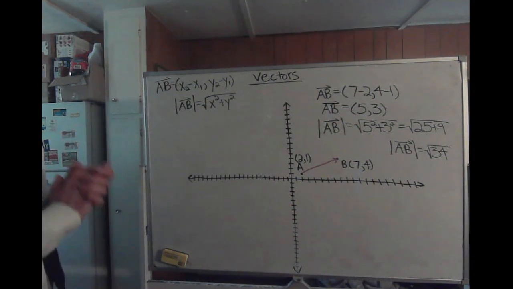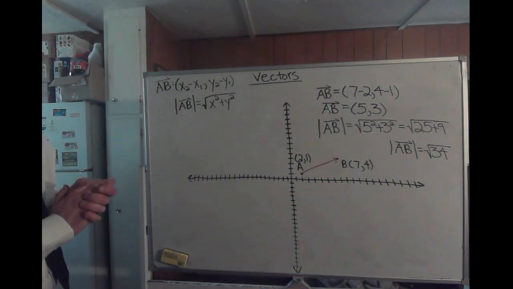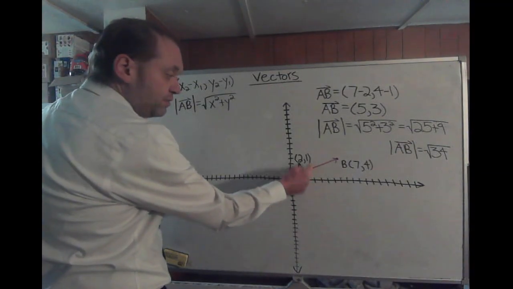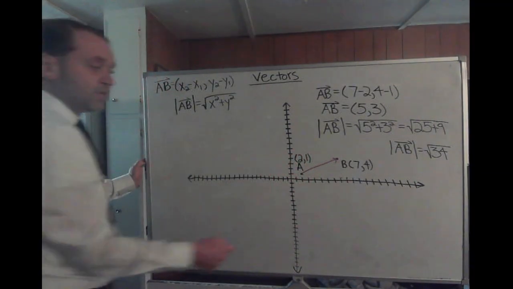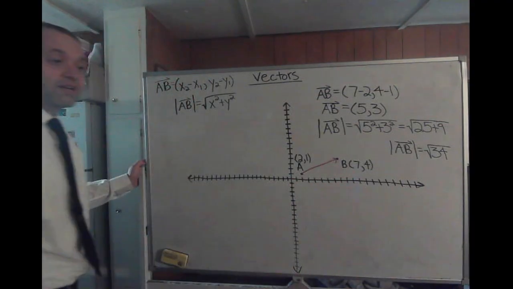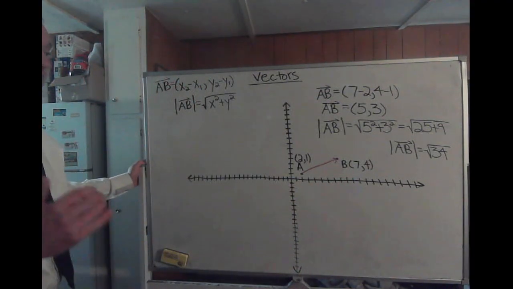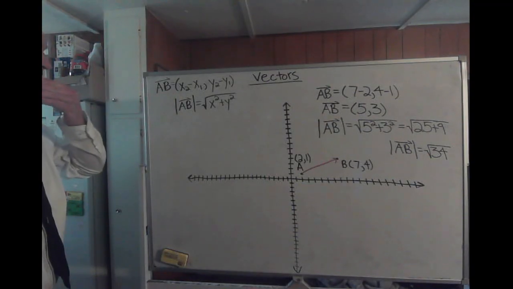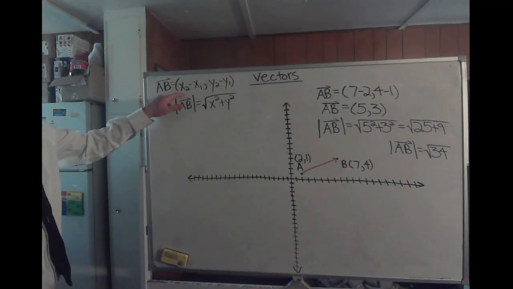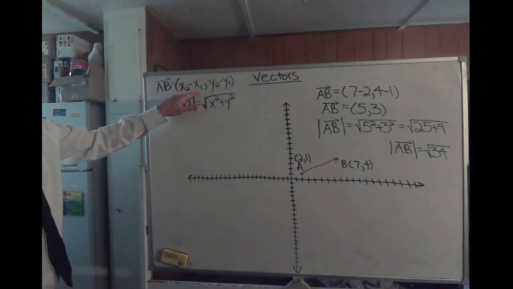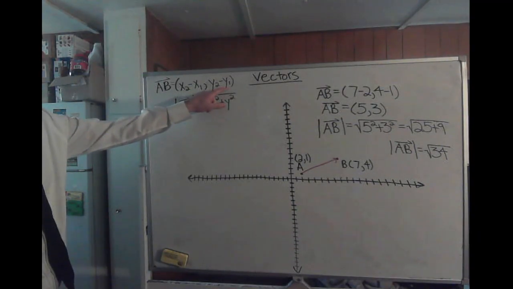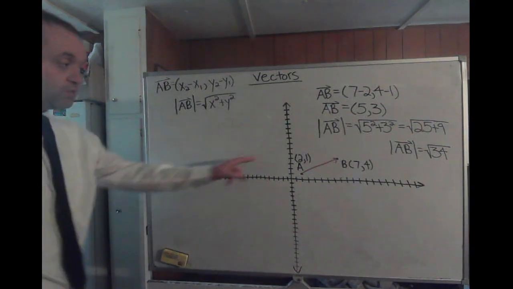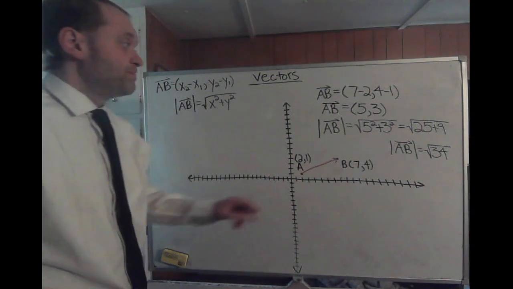So how do you obtain a vector? Well, you have two coordinates here. For example, coordinate A with a coordinate of 2, 1, and coordinate B with a coordinate of 7, 4. To find the vector in general, you're going to take the second x coordinate minus the first x coordinate, and then the second y coordinate minus the first y coordinate. Now this does work in reverse also.